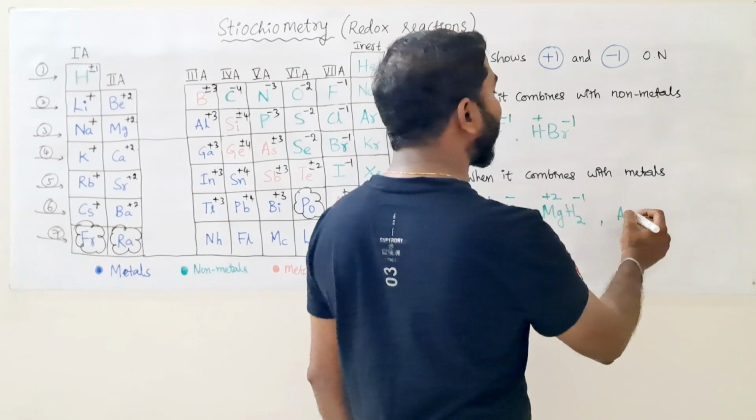Next, the oxidation number of metals in metal carbonyls is generally taken as 0. And now, what are metal carbonyls? Generally, metal carbonyls are a class of complex compounds.